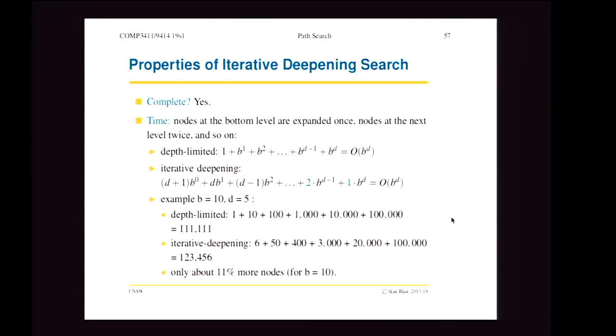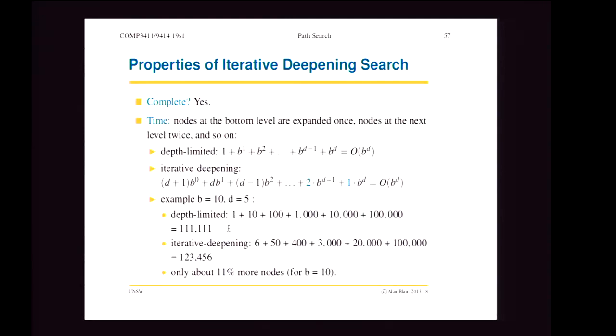So if we were to do depth limited search, the number of nodes expanded would be 1 plus 10 plus 100 plus 1,000 plus 10,000 plus 100,000. So this is like 111,111. So that's if we knew in advance that the solution was at depth 5 and we just did a direct depth first search, depth limited search to depth 5, that's how many nodes we would expand.